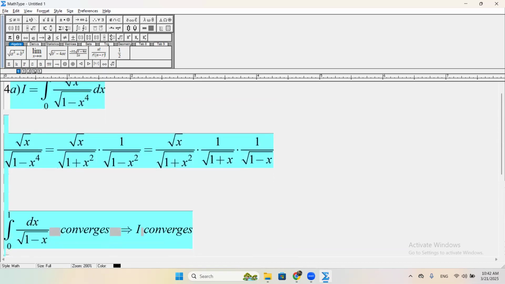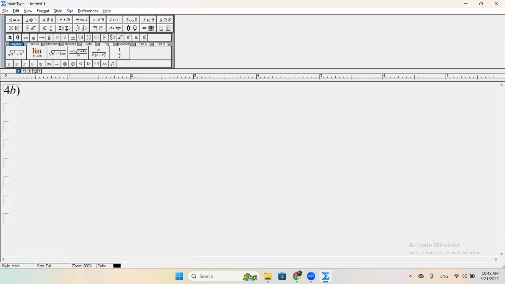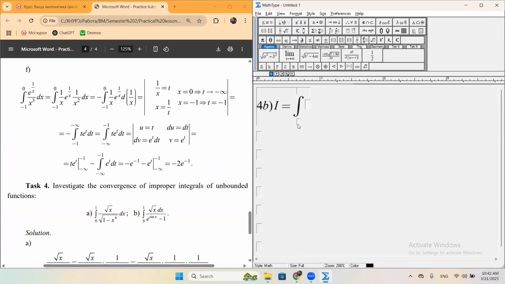Okay, no questions. So one more. For B, now we have the following integral. From 0 to 1, square root of x divided by e in power of sine of x minus 1 dx.